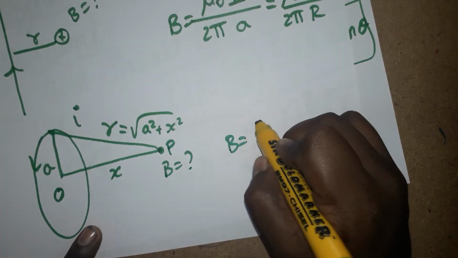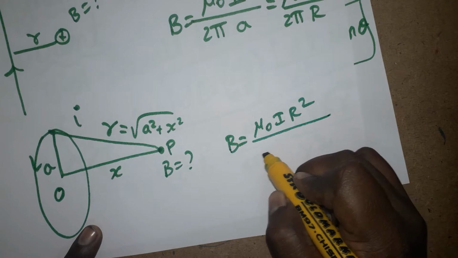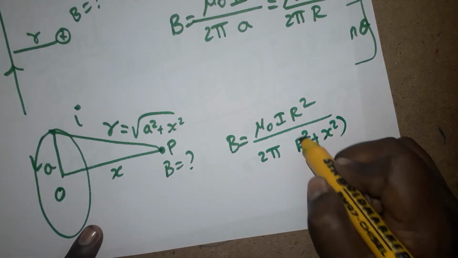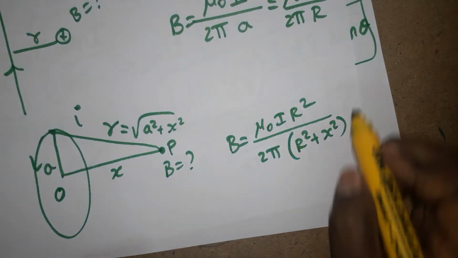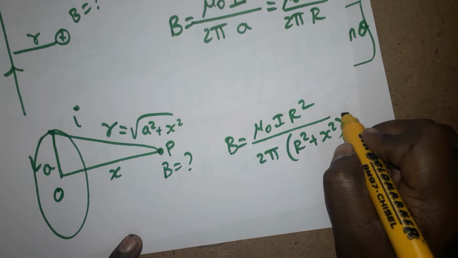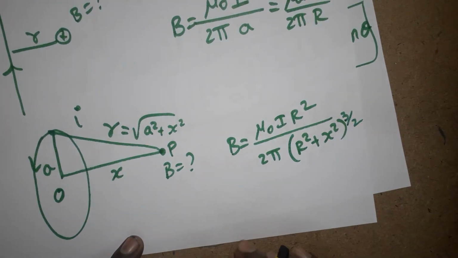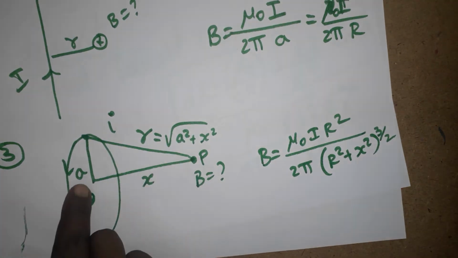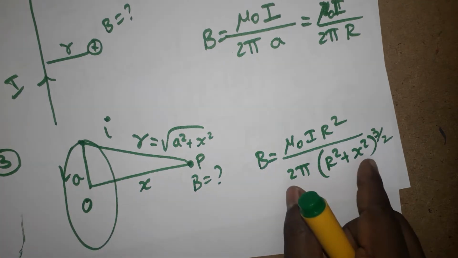B is equal to mu naught I a square divided by 2 times (a square plus x square) to the power 3 by 2. When x is 0, the point is at the center, so we get the magnetic field at the center when x is 0.